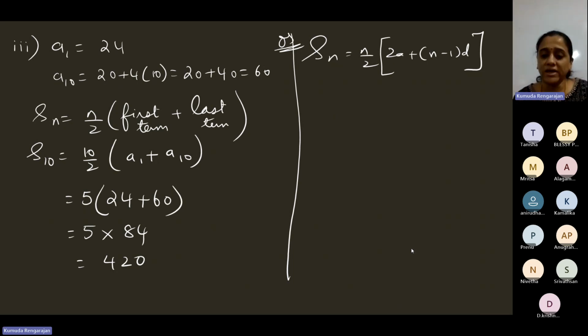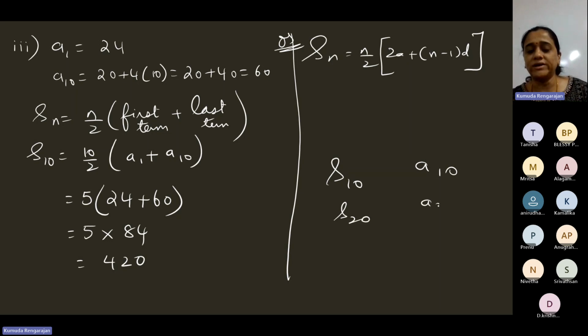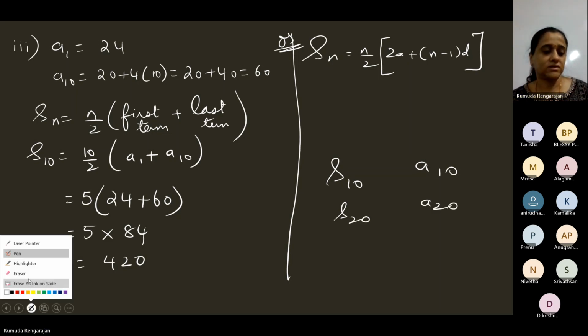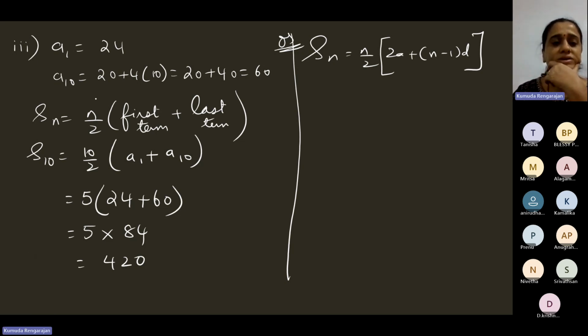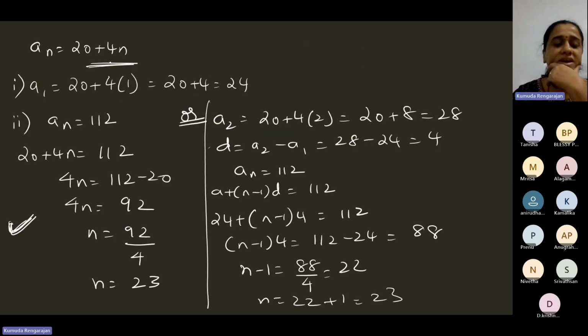First term is A1 or A. Last term is, because you're finding the sum of the first 10 terms, you want S10. So for this, the last term is A10. If you're finding S20, the last term is A20. So you can find A10 using An. 20 plus 4n is given, no? 20 plus 4n is An. So using this, you can find any term of the AP. You can find A2, A3, A4, any term. An is given, so if you put 10, you can find A10.